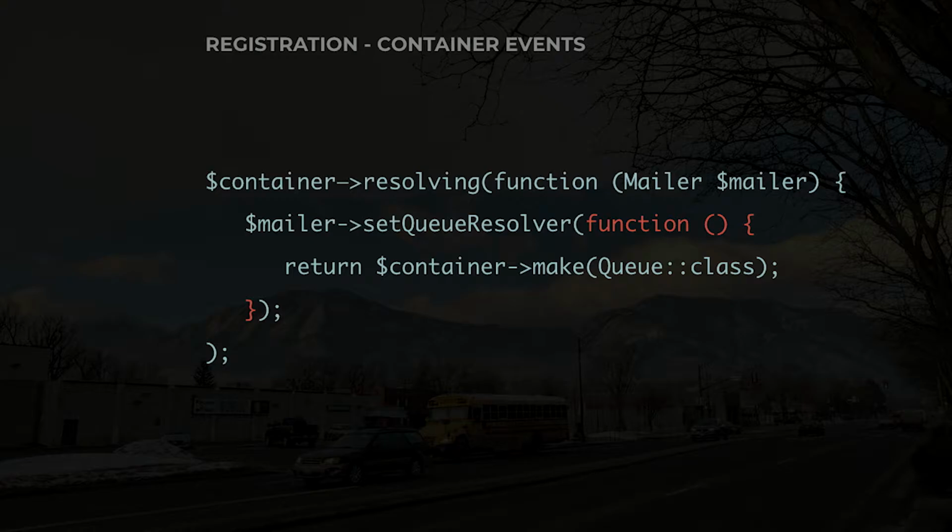We do container resolving mailer. When the mailer is being resolved, set some kind of anonymous function that will be able to resolve a queue instance. And then the mailer does not depend on the container. It just depends on some anonymous function. Whatever is in the anonymous function doesn't matter. It's going to call this anonymous function, and we're hoping for it to return a queue instance. That's all it needs. It doesn't need to depend on the container. It just needs to depend on an anonymous function to resolve a queue instance.